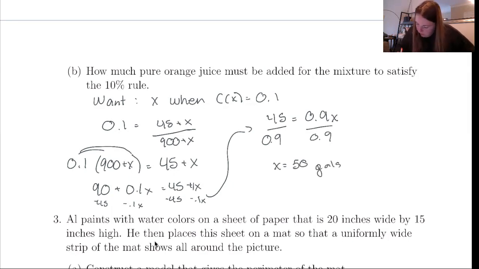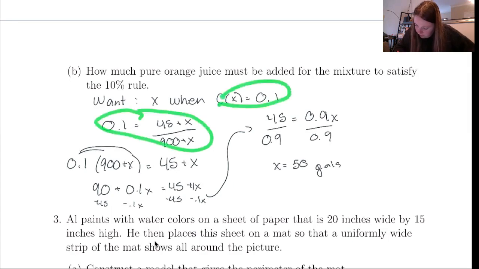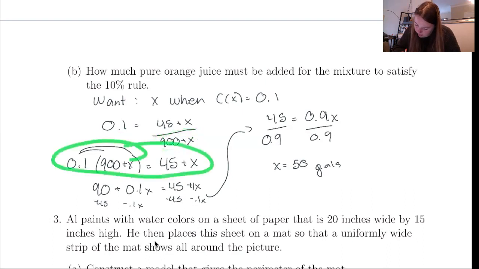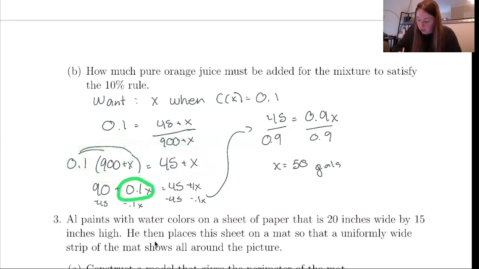So how I solve this problem, right? So I plugged in that value for c of x. I want everything on the same playing field. So right now, 900 plus x was in the basement, so I brought it up top. So we got this, and then I distribute my 0.1 because dividing it wouldn't do anything. And then I get everything that has x onto its own side and everything that doesn't have x onto the other side. And then I want x alone, so I divide by 0.9, and that's how I get 50 gallons. So we need to add 50 gallons. Okay? Really great.